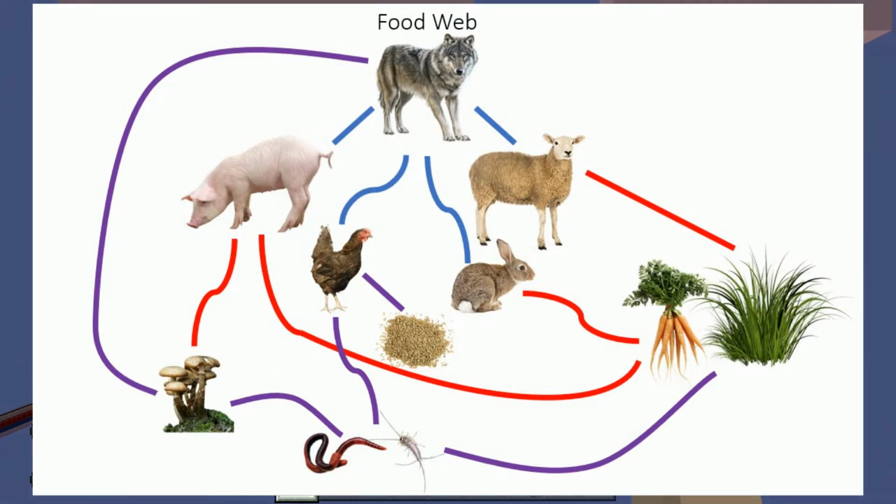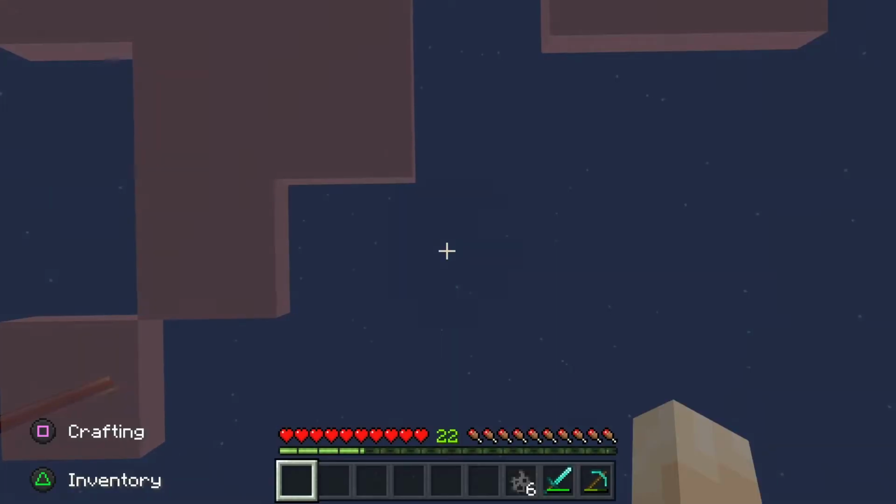The wolf eats the pig, sheep, bunny, and chicken. The pig eats mushrooms, grass, and carrots. The sheep eats grass and carrots. The bunny eats the grass and carrots. The chicken eats the grass seed. Finally, once the wolf and the other animals die, they get decomposed by the decomposers.